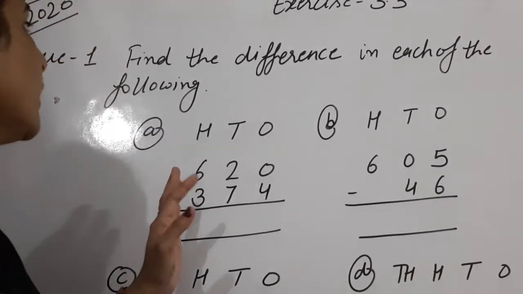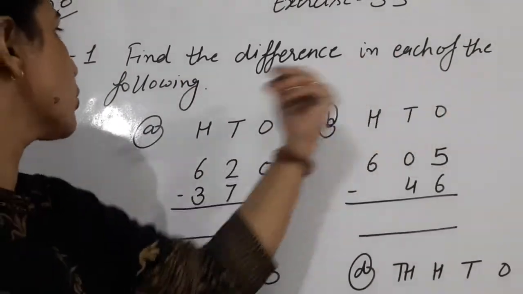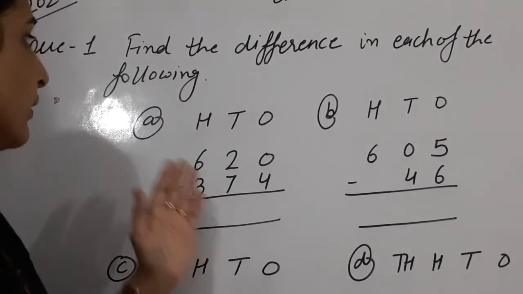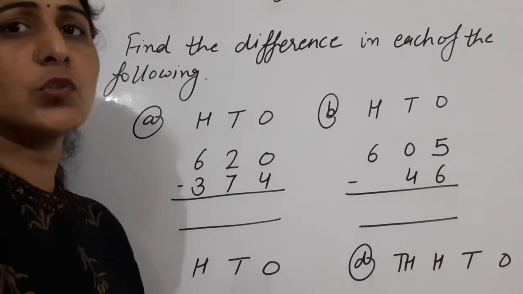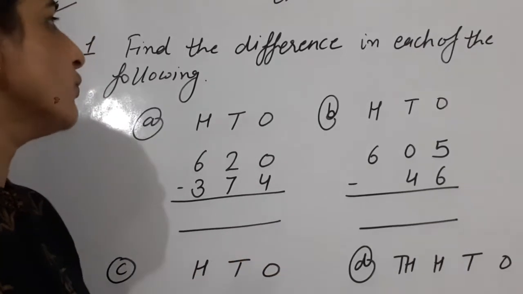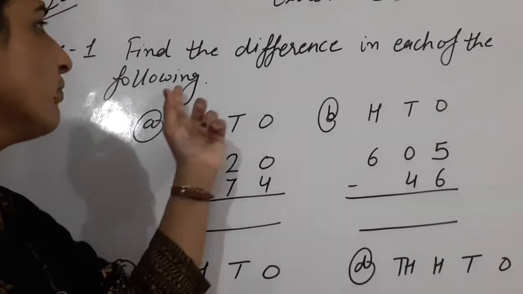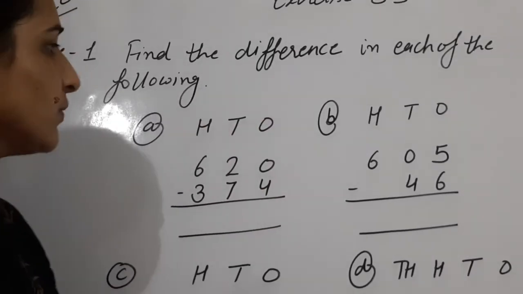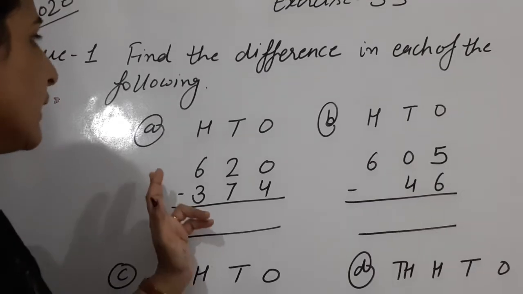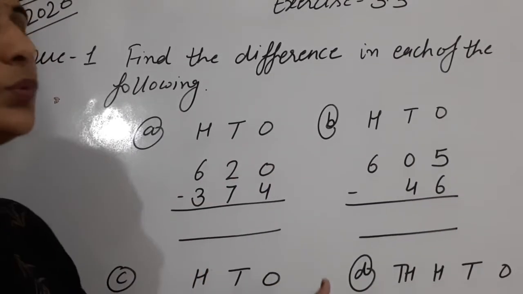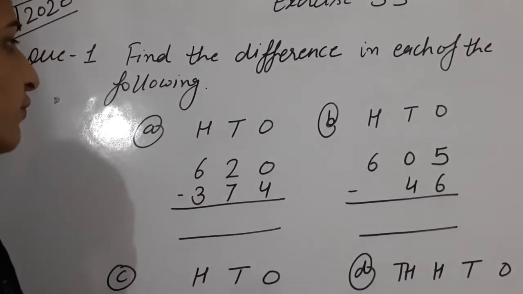Here the question number 1 is: find the difference in each of the following. Here parts A, B, C, D and E are given in your question number 1. So let's see how we do question number 1. Find the difference. It means we subtract the given parts. In these given parts we do the subtraction. We find the difference here.